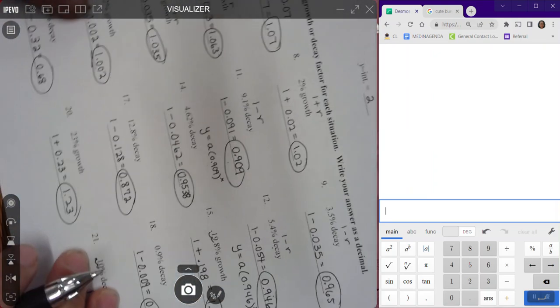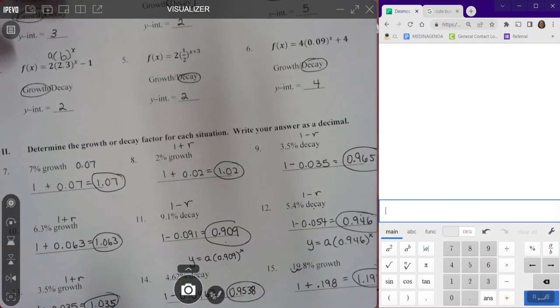All right, I hope that this was helpful in you understanding how to go from the rate to the factor.